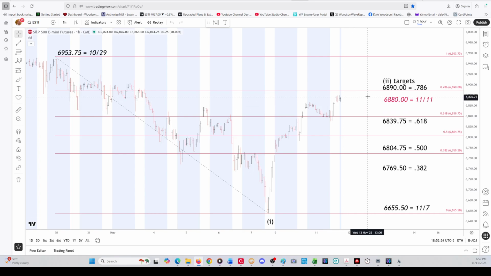And here were our wave 2 targets. You can see the 786 is at 68.90, and it came within 10 points of it right there at 68.80. Where is this wrong? This is not 2 if it goes above 69.53.75, because the second wave cannot retrace more than 100% of the first wave. This is the first wave. A move above that high would be more than 100% retrace.